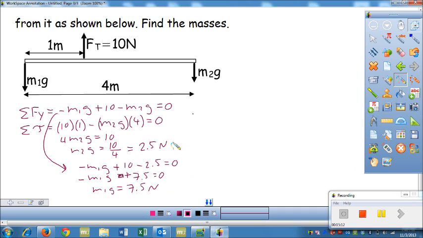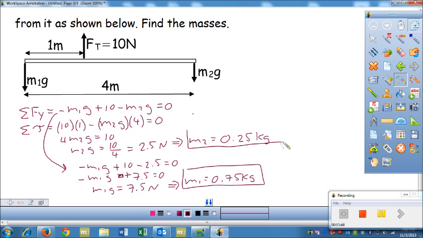Okay, this implies that M2 equals, well, don't forget, weight is mg, so we divide by 10 to get m. 0.25 kilograms. And here we can see that m1 is going to be 0.75 kilograms. And that's all there is to it. I'm going to move on and do another example from the book.